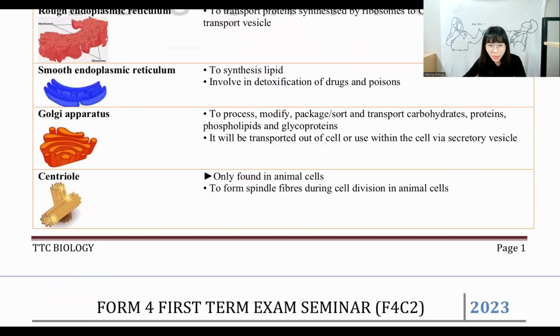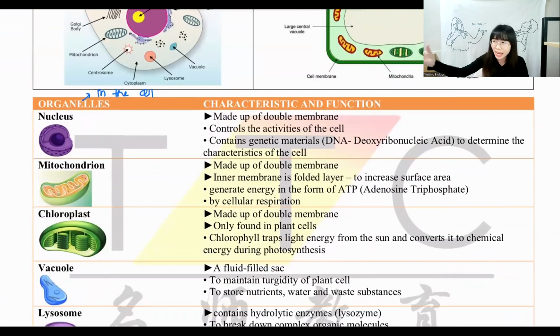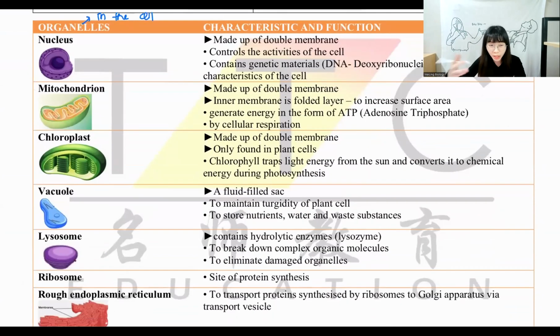Okay, now after finishing the non-organelles, we're going to look at organelles. They are in the cell. Just imagine a classroom. What can you find in the classroom? Students, tables, chairs, aircon, right? Those are in the cell. So nucleus, mitochondria, chloroplast, they are inside the cell. They are called organelles.